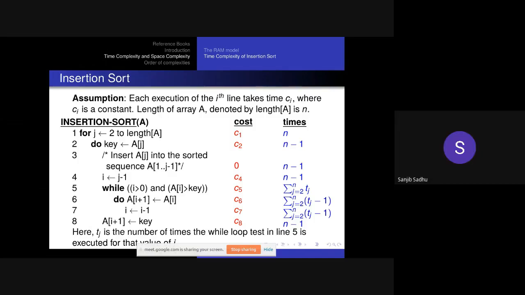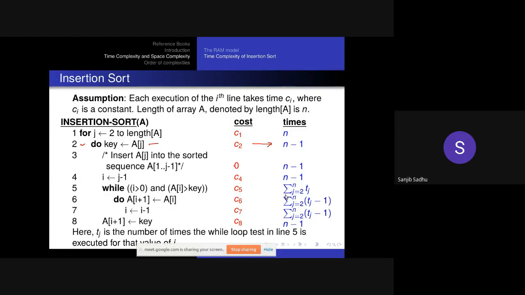And now here you see these statements are executed n minus 1 times. You check it. C2 is the cost of this, and this is the comment, so its cost is 0. Means it is not actually executed. And you know all these codes, I am not going through them.